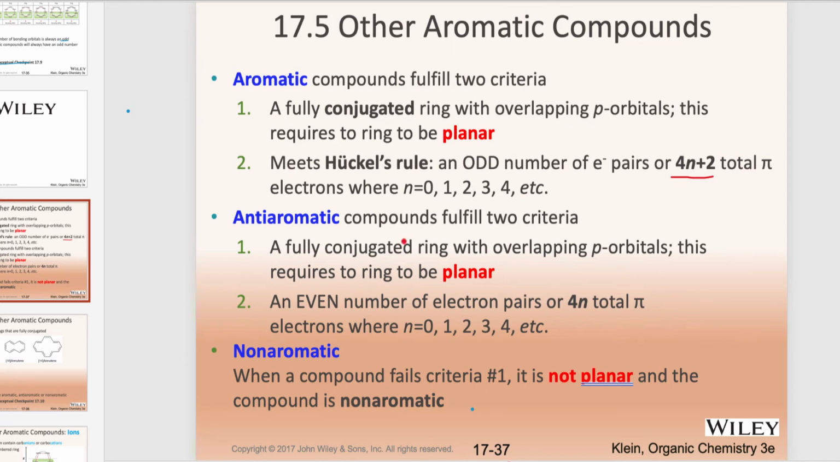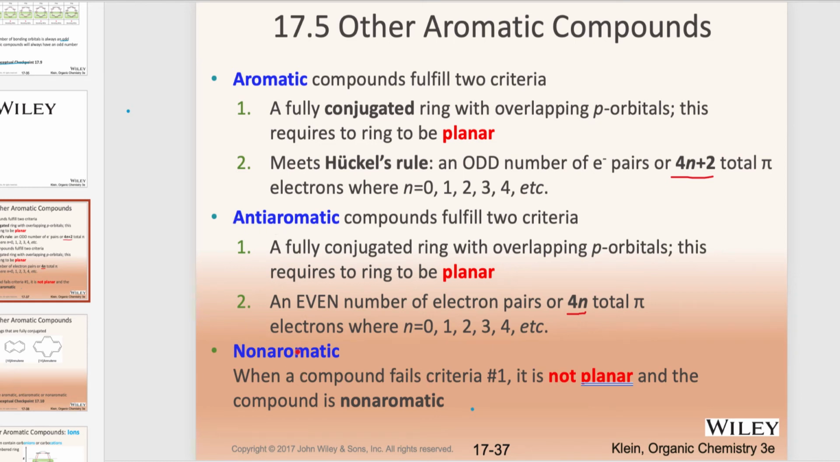If we have the same definition as in part 1 copied down here, so conjugation, cyclic, a ring, overlapping p orbitals means that the ring has to be planar, but now the number is a 4n number where n can be 0, 1, 2, 3, 4. Again, steps of 4, which means we can have 4, 8, 12, 16, and so on. We then actually have an anti-aromatic compound.